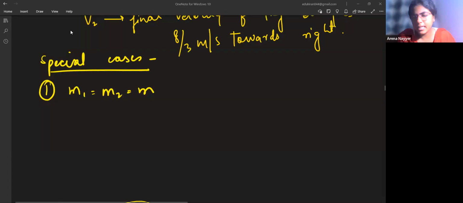Now coming to special cases, if your masses are same, m1 is equal to m2 is equal to m. So what you do, why are we studying these special cases? Because it will save your time.